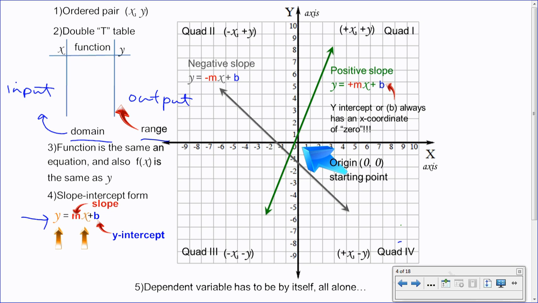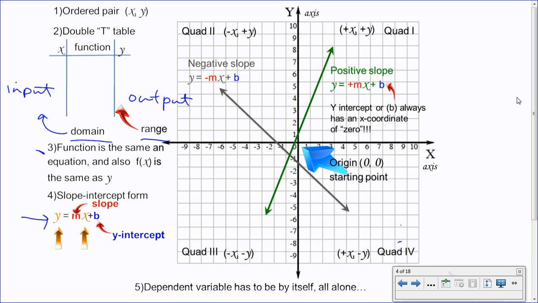Okay, so that brings us to number 3. Function is the same as an equation. The same rules apply as far as getting variables by themselves. In most cases, though, in function form, your variable, one variable, is already by itself. Does that make sense? So you just basically have to simplify. If you know your inputs, can you find your outputs? Yeah, you just plug them in for x, you're good to go, right?